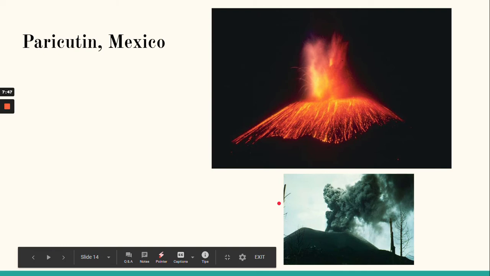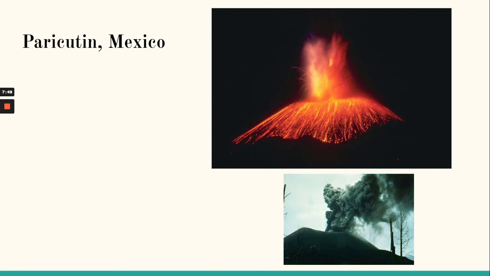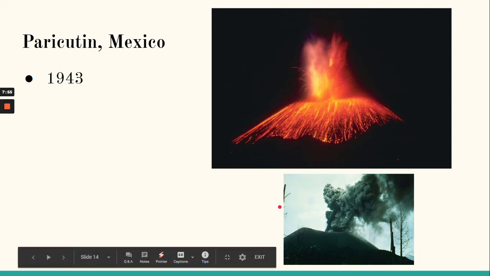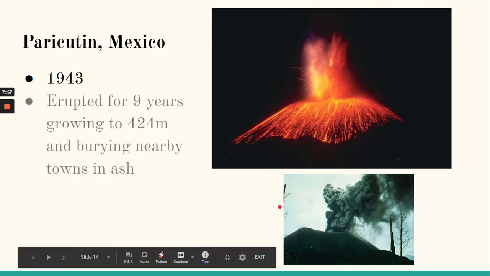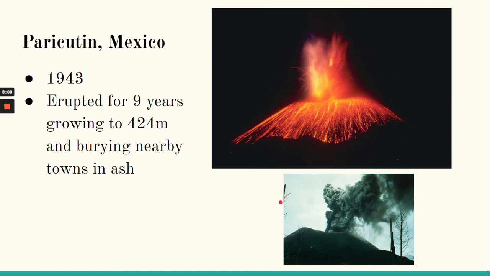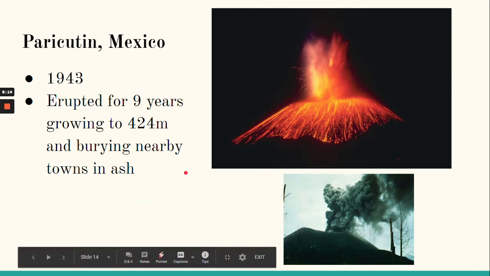So this is an example of a cinder cone volcano that was erupting in Mexico. It started erupting in 1943. It grew out of a cornfield. So it erupted for 9 years, growing to 424 meters and burying nearby towns in ash. So I just want you to understand it started as nothing and then over 9 years erupted, creating a 424 meter volcanic mountain.